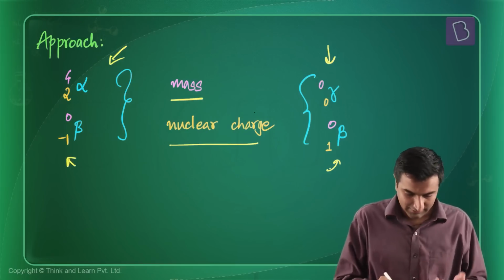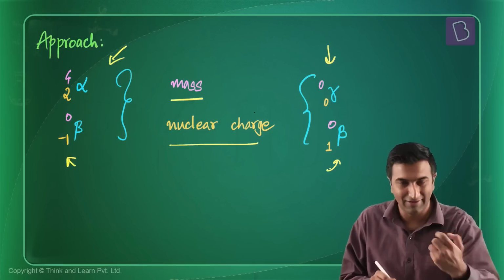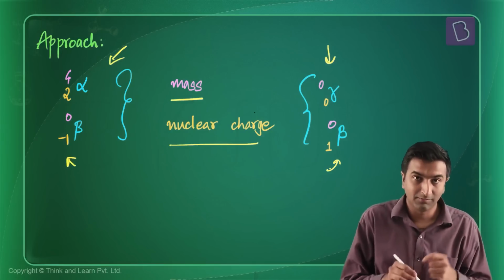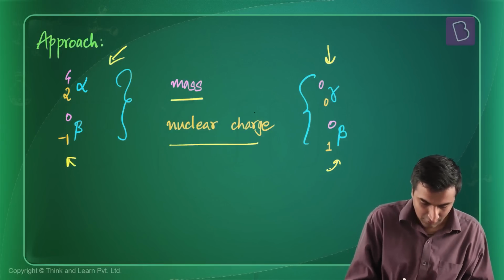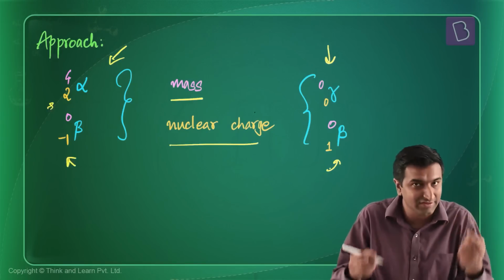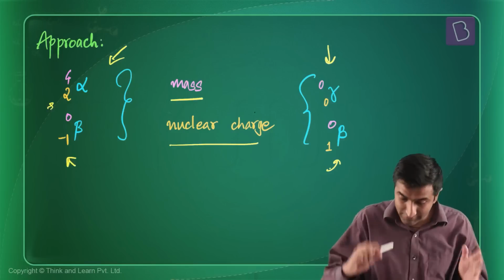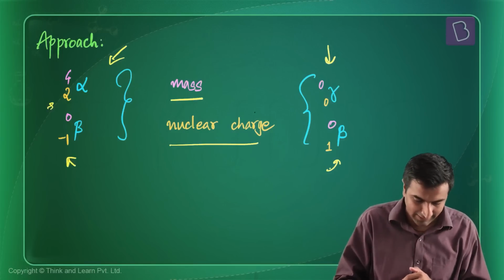An alpha particle is a doubly charged helium nucleus. So it has a +2 charge, which is here at the bottom, and a mass of 4. A gamma has no mass. Gamma radiation has no mass and no nuclear charge either. All right. So with this information, let's start the question right away.